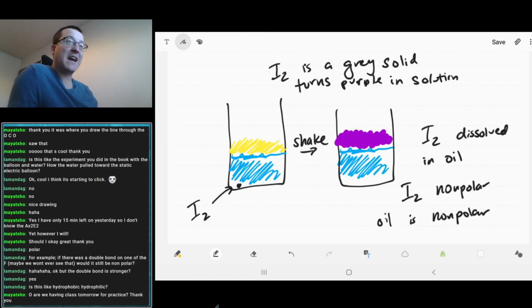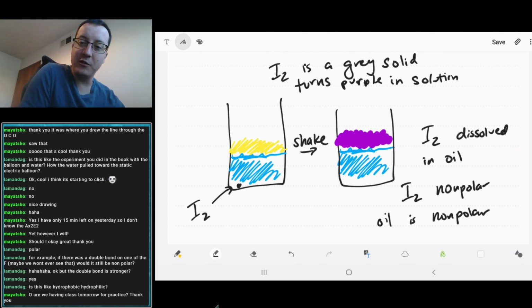So if you're ever asked to dissolve something and see where it's going to go, you have to either draw the Lewis structure or already know the polarity of whatever it is you're dissolving. And so that's going to determine where things are going to dissolve, or if they're going to mix together.